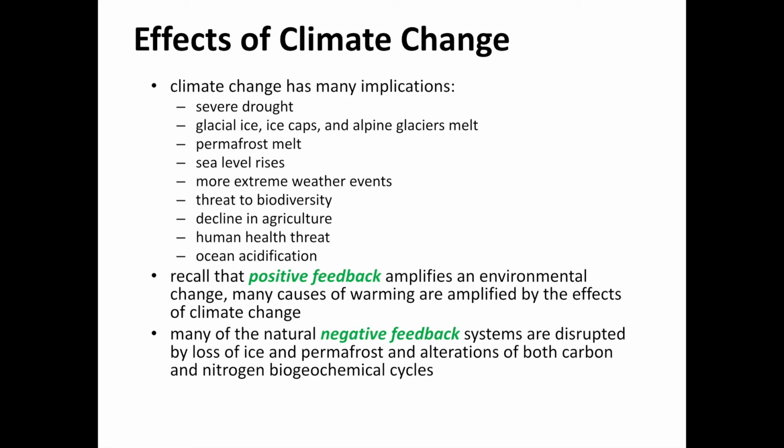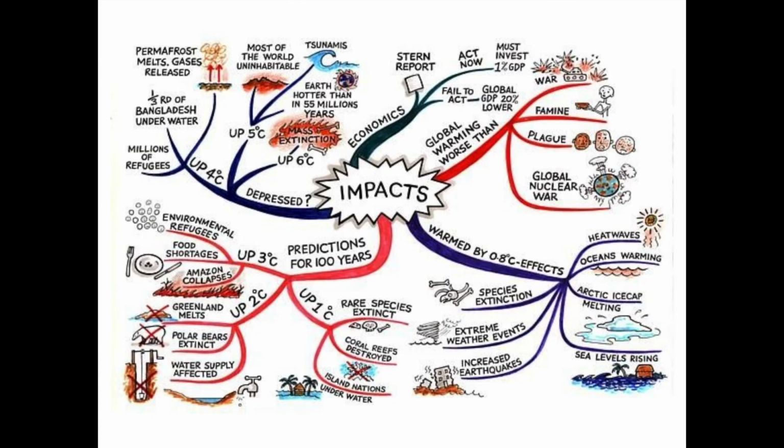So any of these that are positive feedbacks are going to amplify the environmental change. Things like permafrost melt, glacial ice melt, etc. are all going to be part of positive feedback. Some of our natural negative feedback systems are currently being disrupted. And that is another force that's pushing climate change further and further away from our normal climate factors.